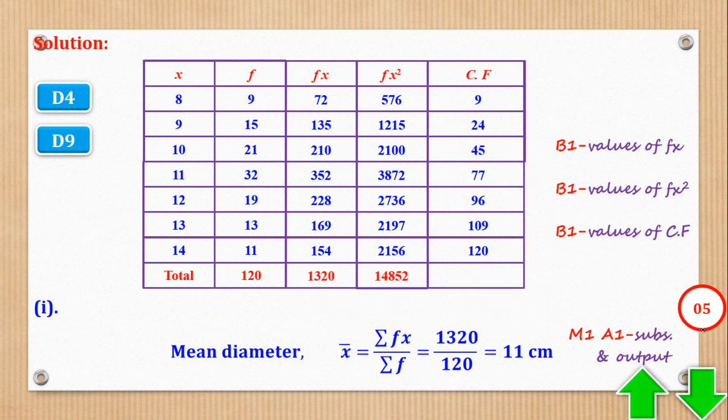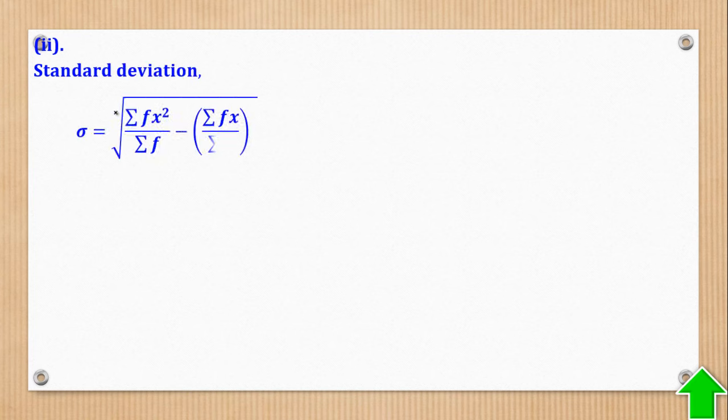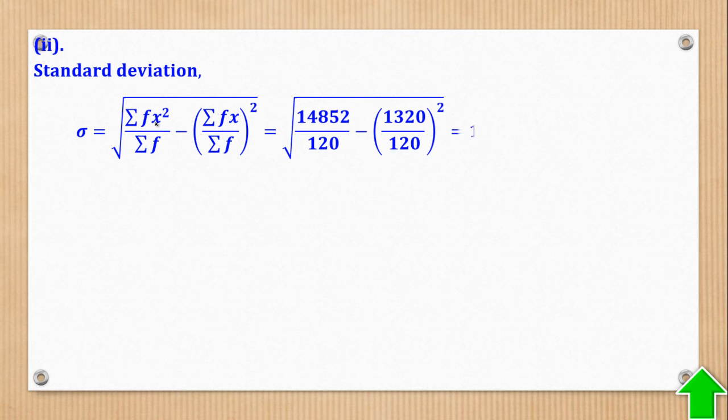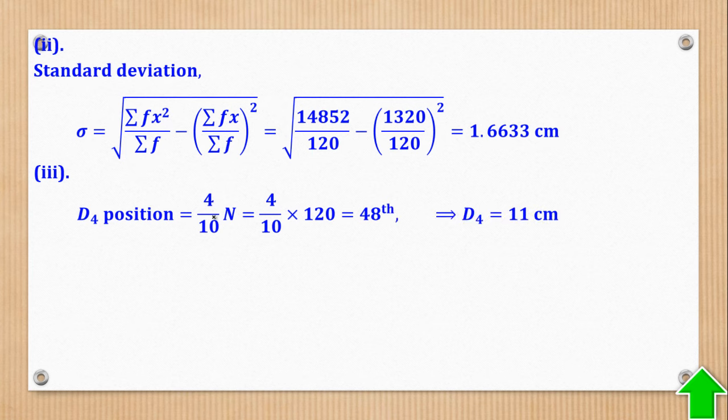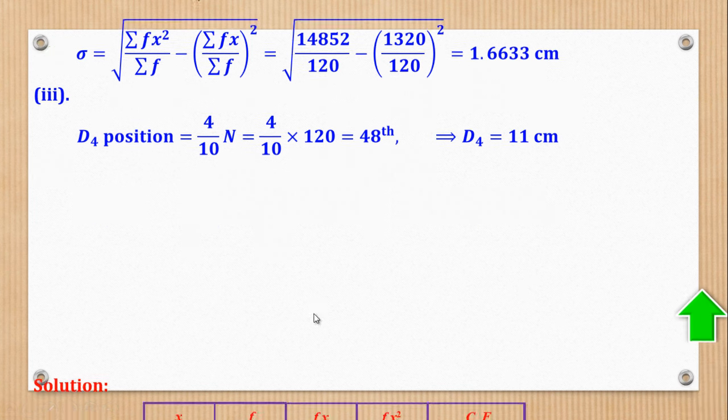They also want a standard deviation. So we shall come and get our standard deviation. Code the formula, substitute, and get the output. Then the range: the 4th decile position is 4 over 10 n to give you this. Then you come here. Now for ungrouped data, we don't calculate, we only state. So we shall come here and look for where 48 lies in the CF column.